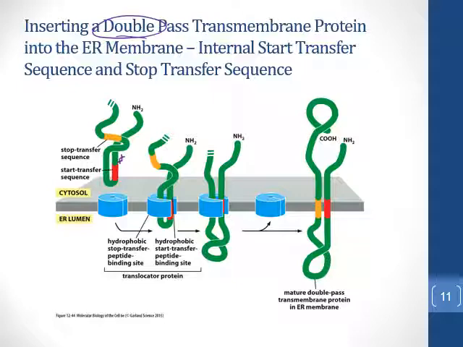So this is exactly like a type 2 up to this point, but now it changes because another internal sequence is synthesized. In this case, it's a stop transfer sequence. And so as that stop transfer sequence gets into the translocon, we're going to stop the transfer, which means that everything that comes after it is going to be in the cytosol. So everything that now comes after that stop transfer sequence is out in the cytosol. So what do you have then in the lumen? Well, you have a loop, the loop between your start and your stop transfer sequences. So that's a double pass transmembrane protein.